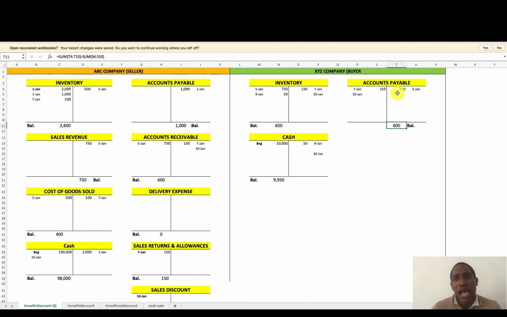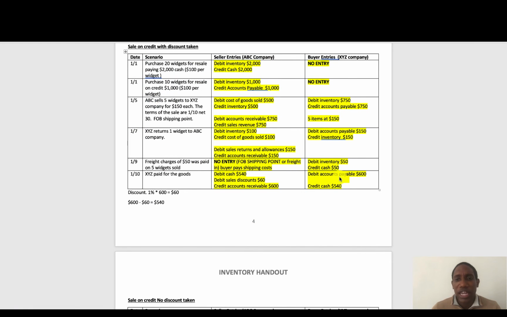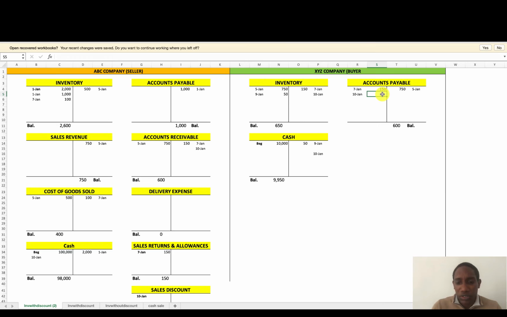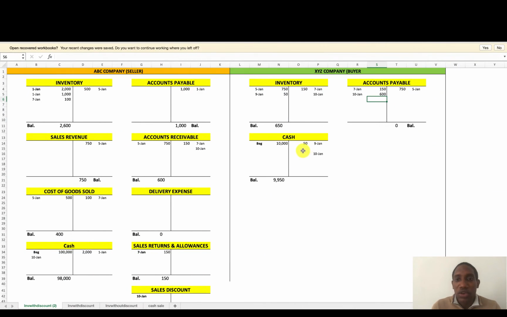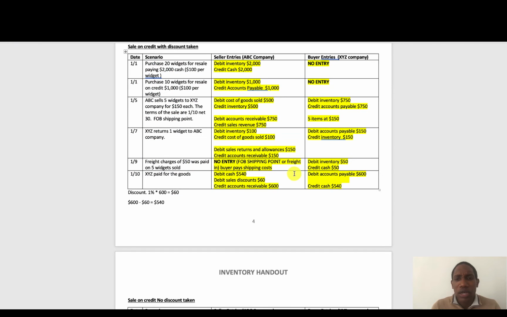So here, our accounts payable is $600, right? And I just debited accounts payable for $600. So now my accounts payable is zero, right? But how much did I actually pay? I paid $540. So if I go over here to cash, I'm going to credit cash for $540. So now, what is going to be my adjustment? Where am I going to put that $60?